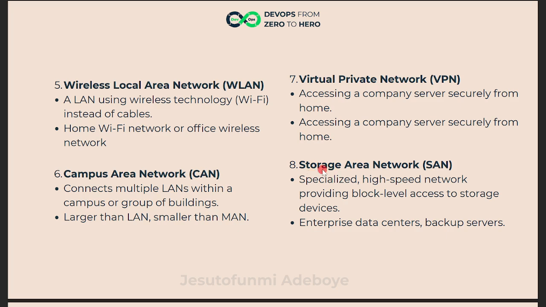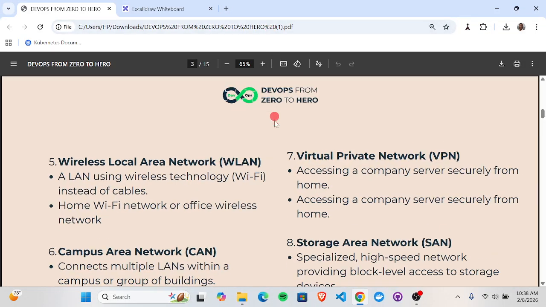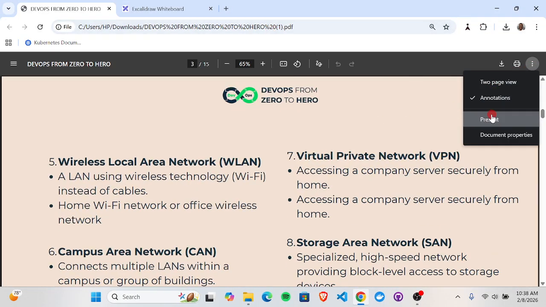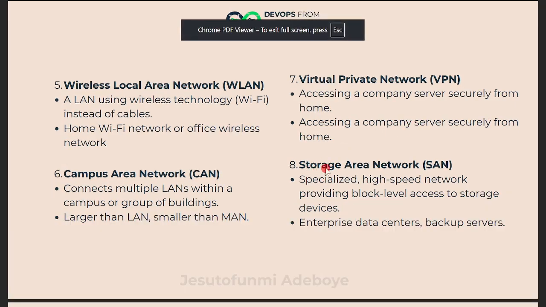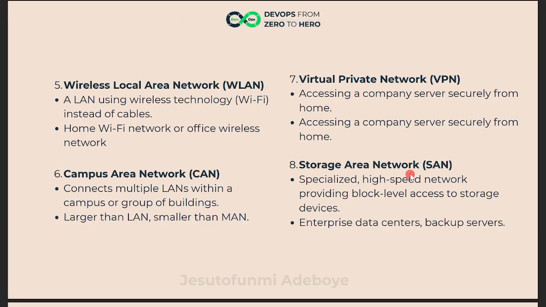So the next one is SAN. Let me see. Okay, it is still recording. The next one is SAN, that's storage area network. It is specialized in high speed network that provides block level access to devices. For example, you can take an enterprise data center or backup server as an example. You understand? This is a typical example.